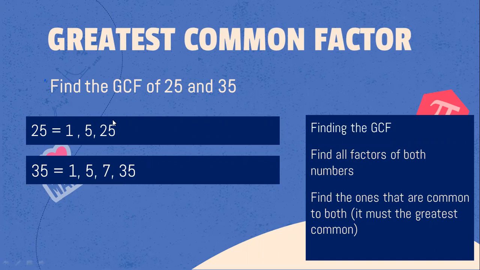What is common to both numbers? What common factor do we have? That is 5, and it is the greatest common factor. That's why the greatest common factor of 25 and 35 is 5. As simple as that. We just find all the factors of both numbers, then we find the ones that are common to both. It must be the greatest common.